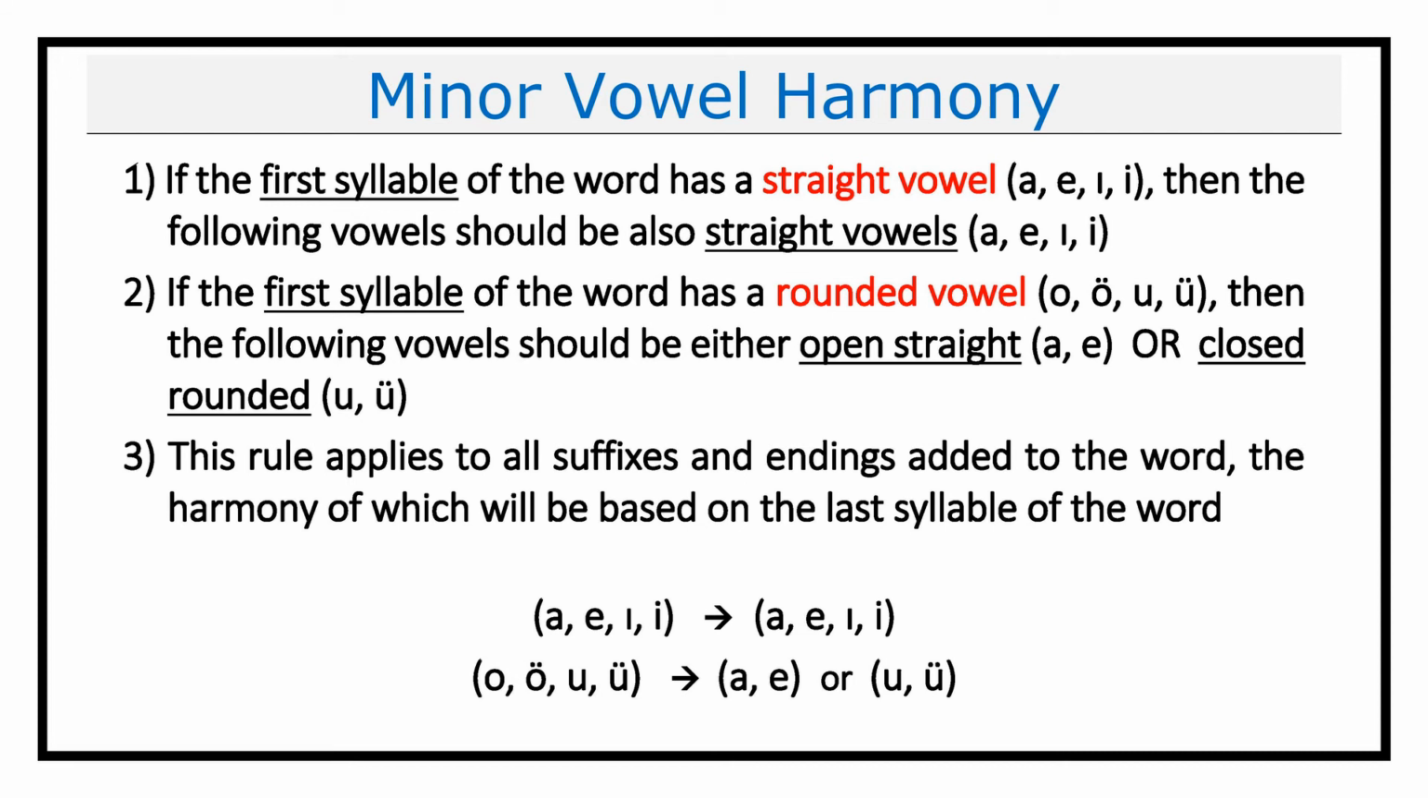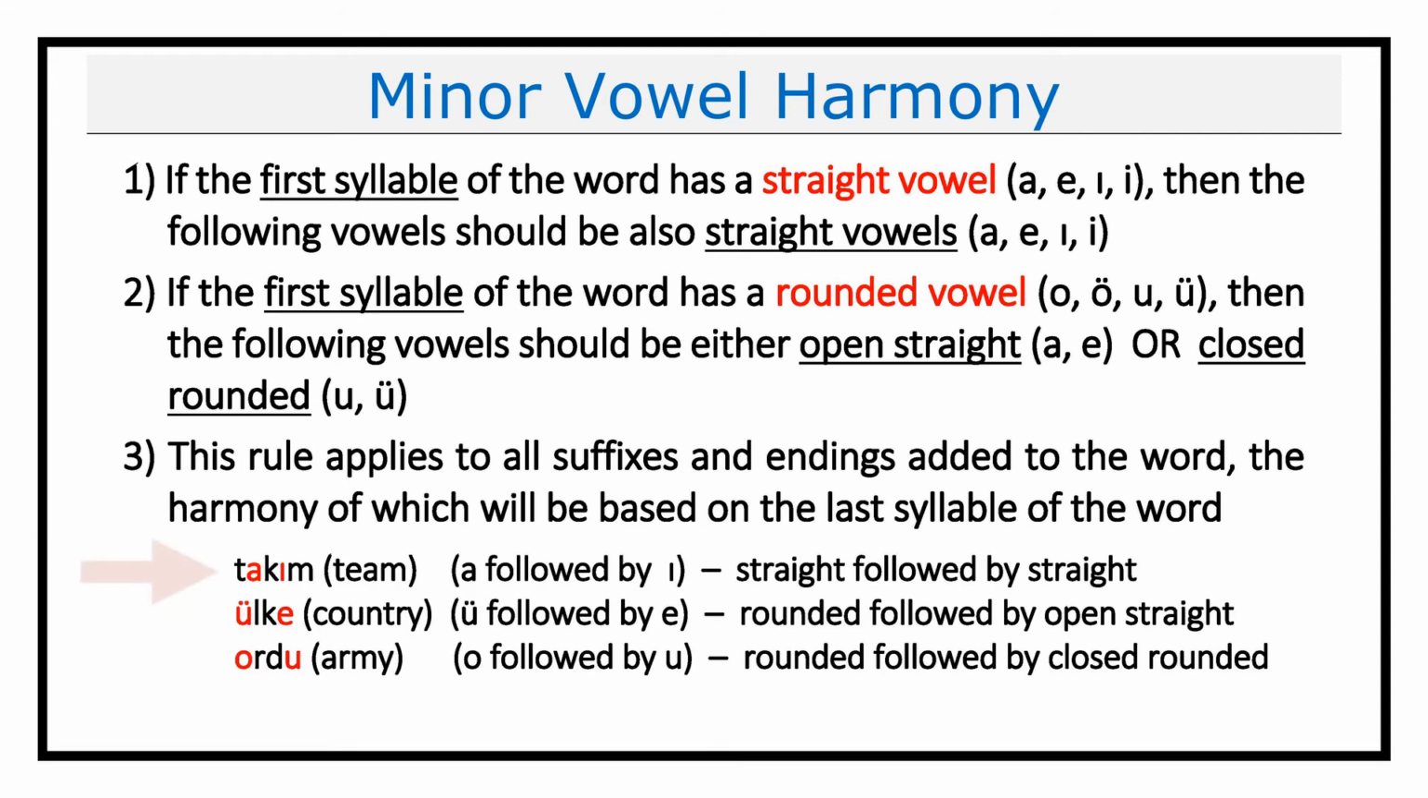Let's look at examples of minor vowel harmony. In the first word, takım, which means team, we see a followed by ı, in which case it's a straight vowel followed by a straight vowel. In the second word, ülke, you have ü followed by e, which is a rounded vowel followed by an open straight vowel. Last, in the word ordu, we have o followed by u, which is a rounded vowel followed by a closed rounded vowel.